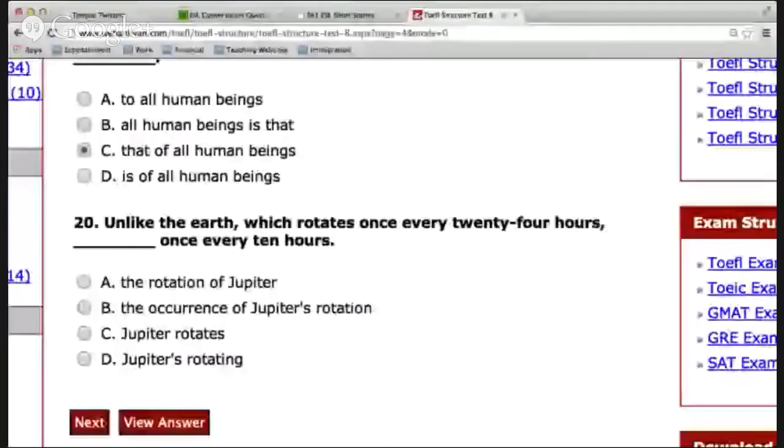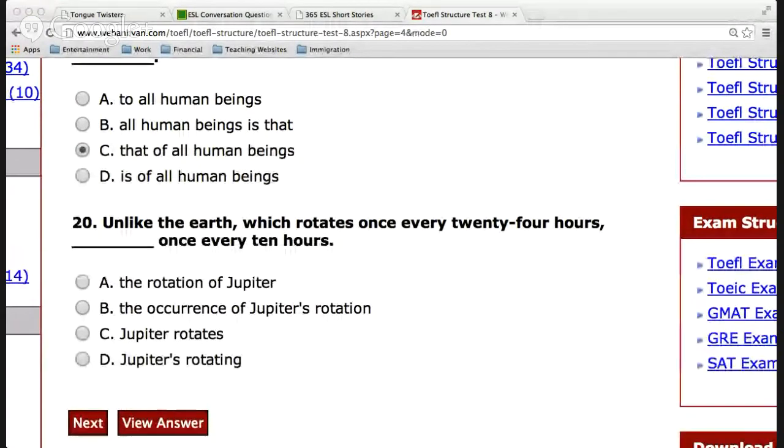Number 20 is for Mohammed. Unlike the Earth, which rotates once every 24 hours, once every 10 hours. Which one are we going to do? A. The rotation of Jupiter once every 10 hours. Let's try this out. So unlike the Earth, which rotates once every 24 hours, the rotation of Jupiter once every 10 hours. You need a verb after that. You need is. The rotation of Jupiter is once every 10.